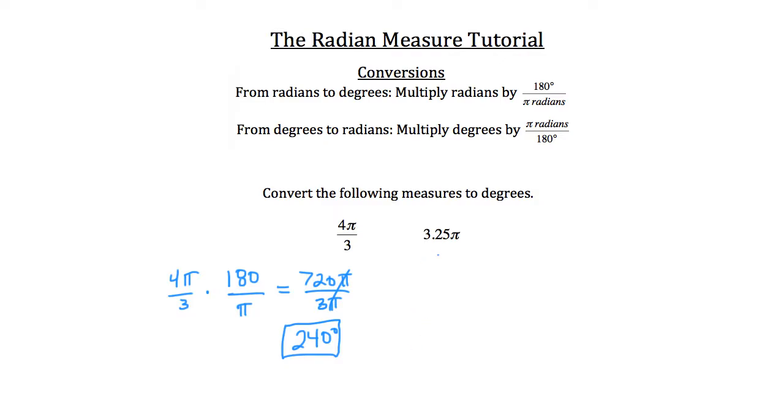Now let's deal with 3.25 pi. So we have 3.25 pi times 180 divided by pi.